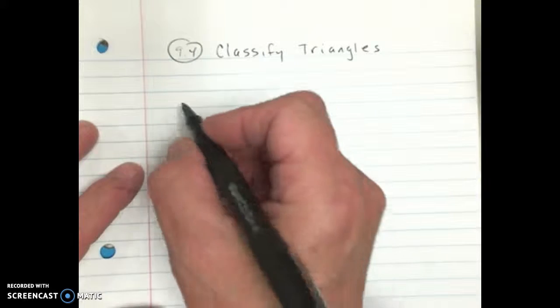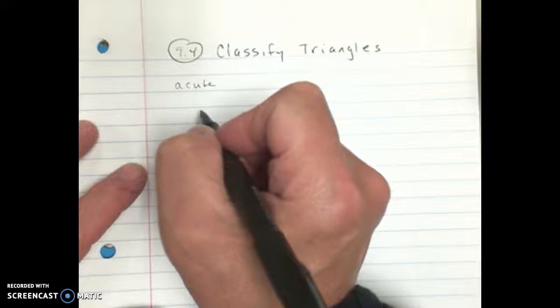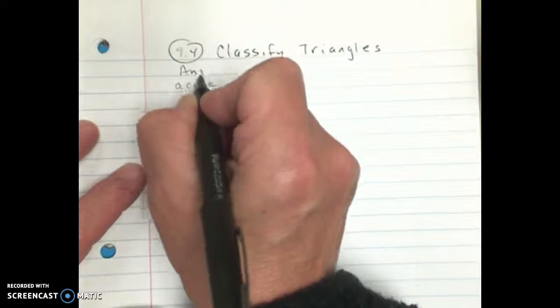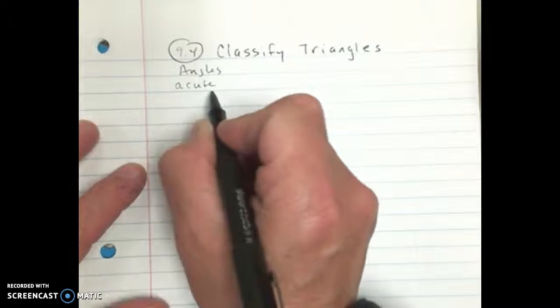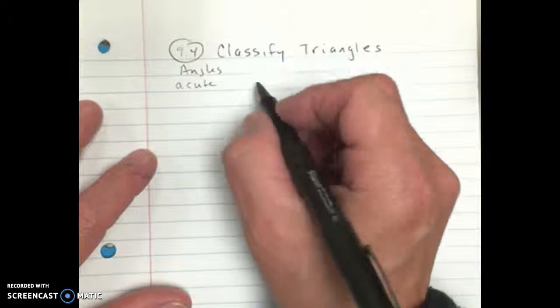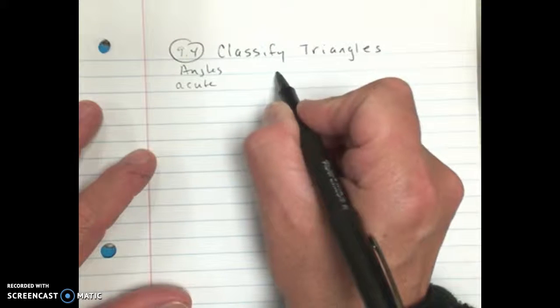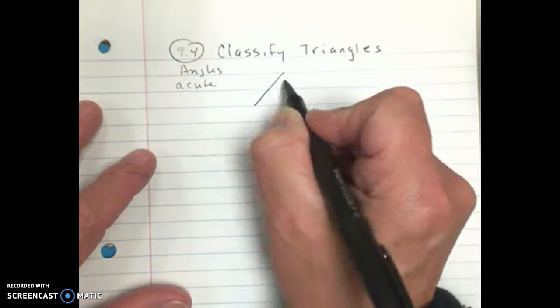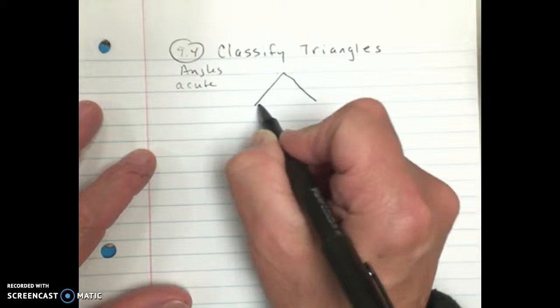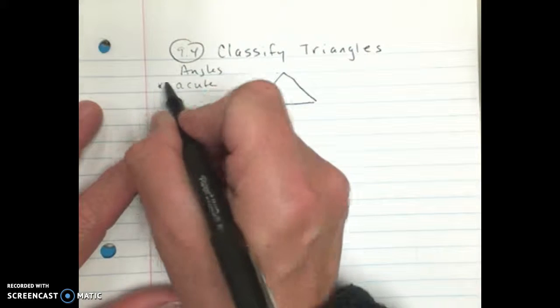We have acute triangles. If we take a look at a triangle by classifying it by the angles, we have acute triangles, which means that their angles are less than 90. So an example of an acute triangle would be something like this one. So all the angles are less than 90. So we have an acute triangle.